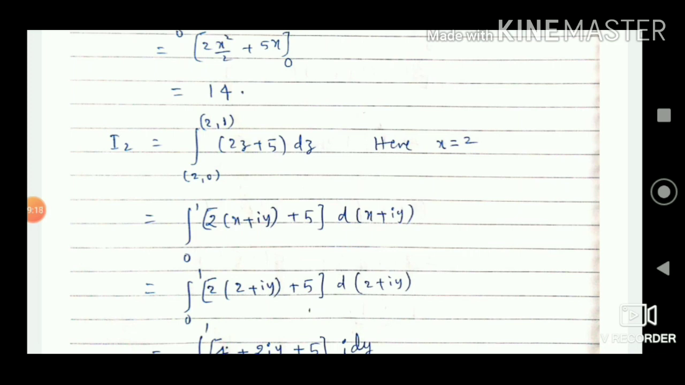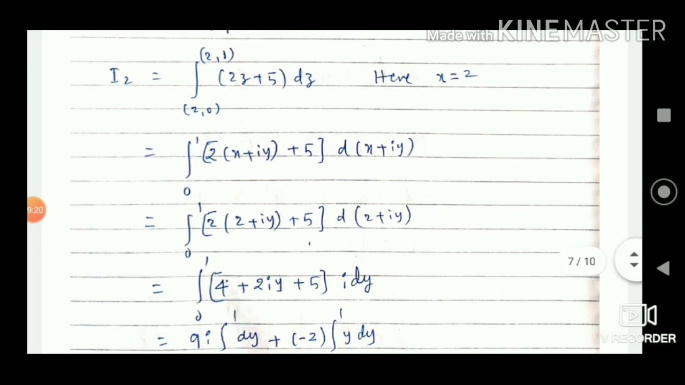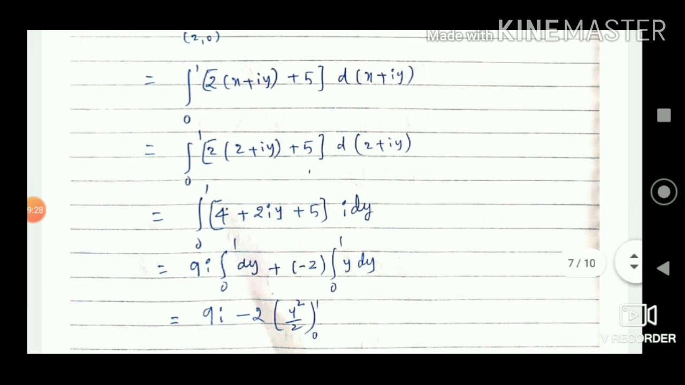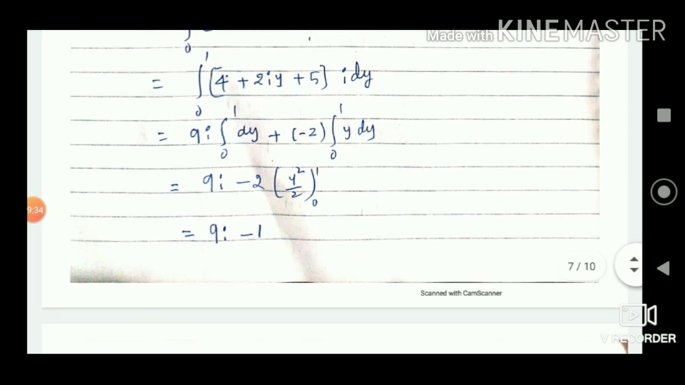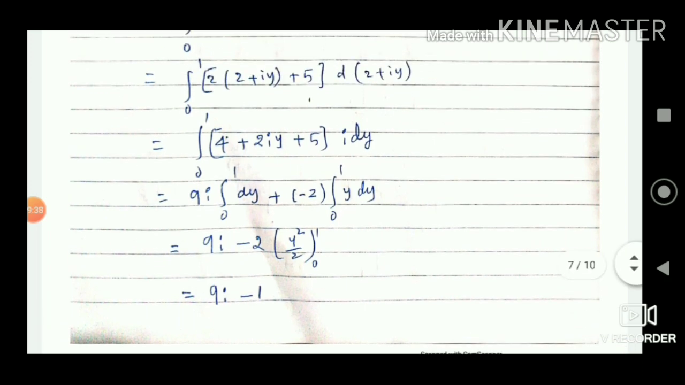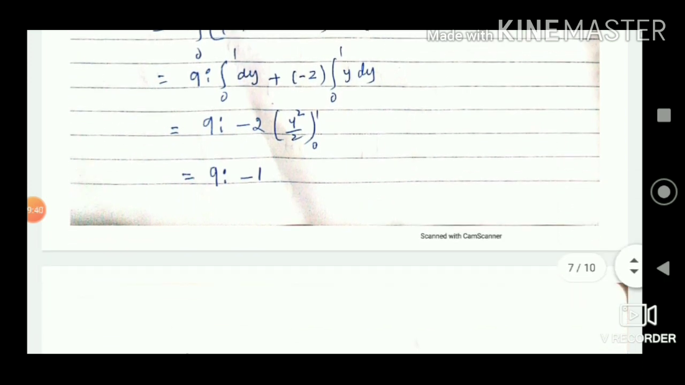So if you substitute x equal to 2 here, I am going to get 2 into 2 plus iy plus 5 derivative of 2 plus iy. Some more simplifications will lead to 9i minus 1. So the answer for I2 is 9i minus 1.